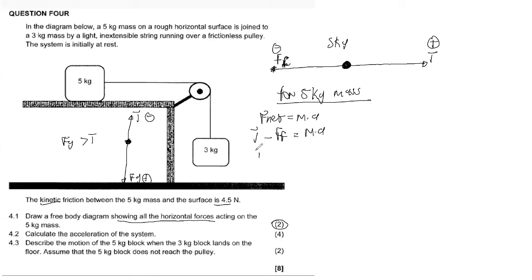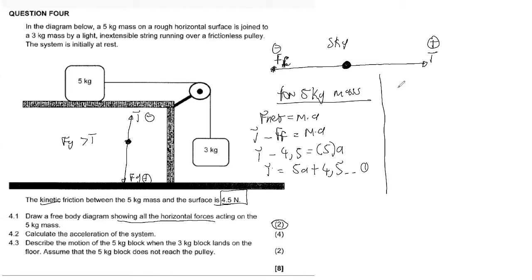Then let's just substitute. We have tension, but then remember we are given the frictional force, or the kinetic frictional force, which is 4.5, right? And then mass, our mass is 5. We don't have the acceleration. That's what we are looking for. But to calculate, let's make T the subject of the formula. I will have 5a plus 4.5, right? Then let's go ahead and name this equation 1.